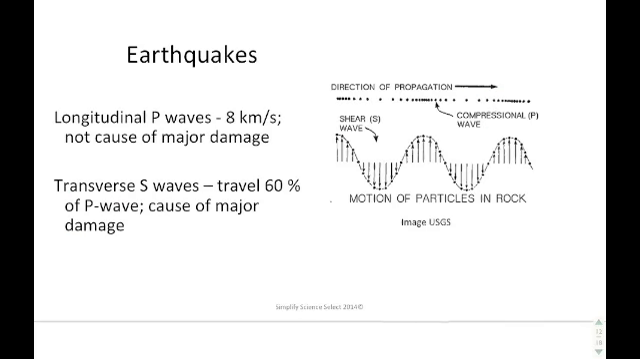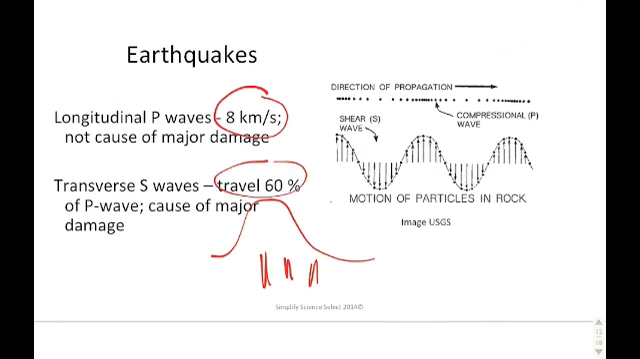Next, you have earthquakes. Earthquakes are actually a combination of both a transverse and a longitudinal wave. It consists of two different waves. The first one is the P wave, or the longitudinal wave, and it travels really, really fast. It travels about 8 kilometers per second, but it's not the cause of a lot of the damage. It travels through the earth, and since it doesn't make the earth move upwards, it doesn't really cause much damage.